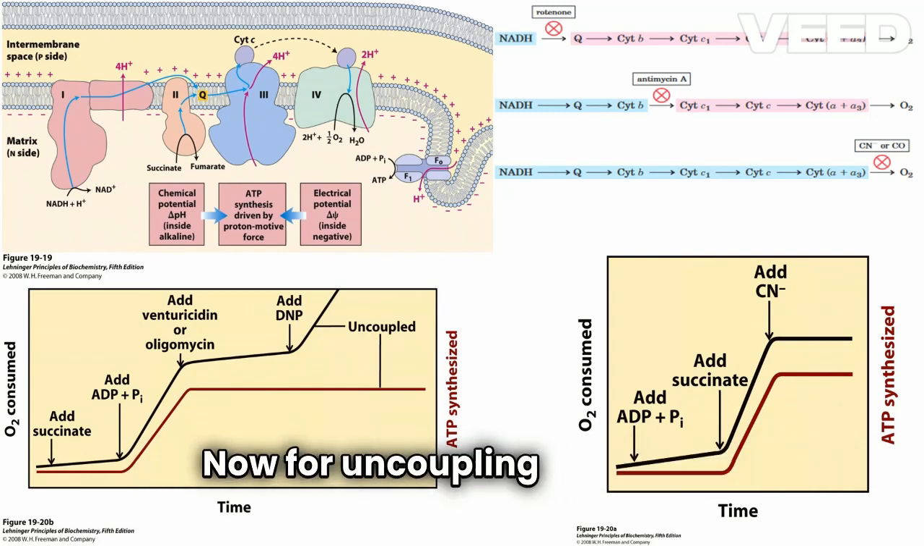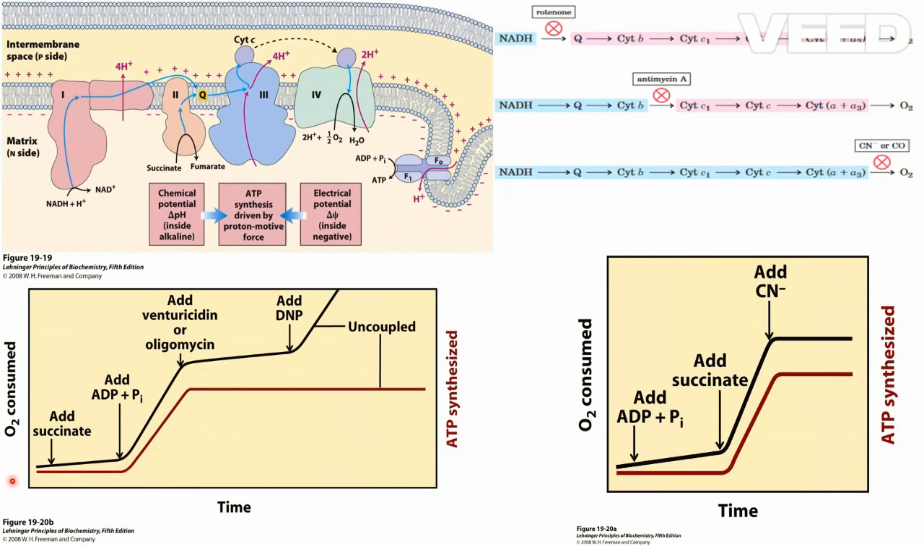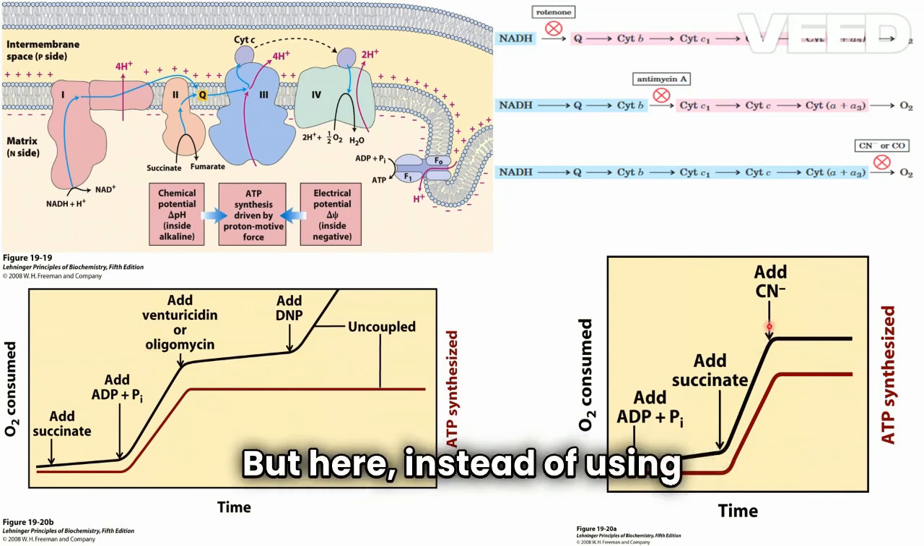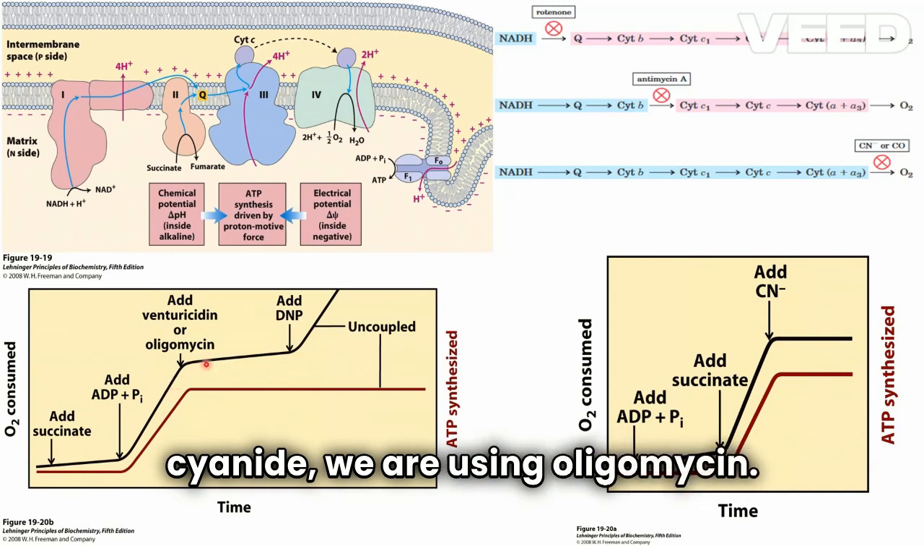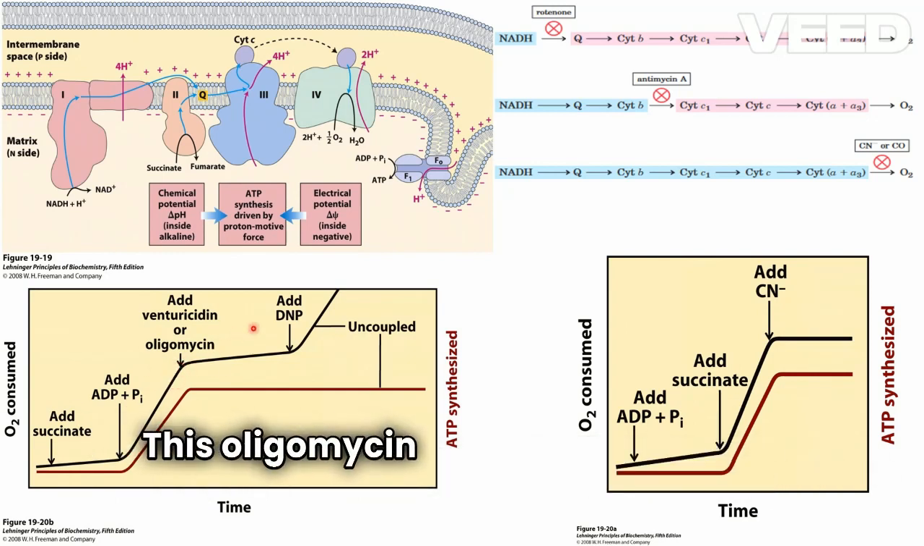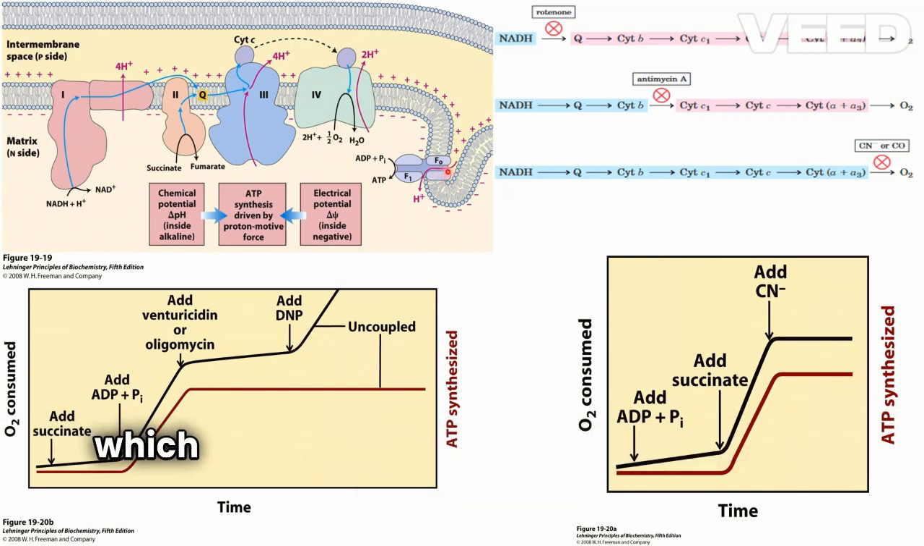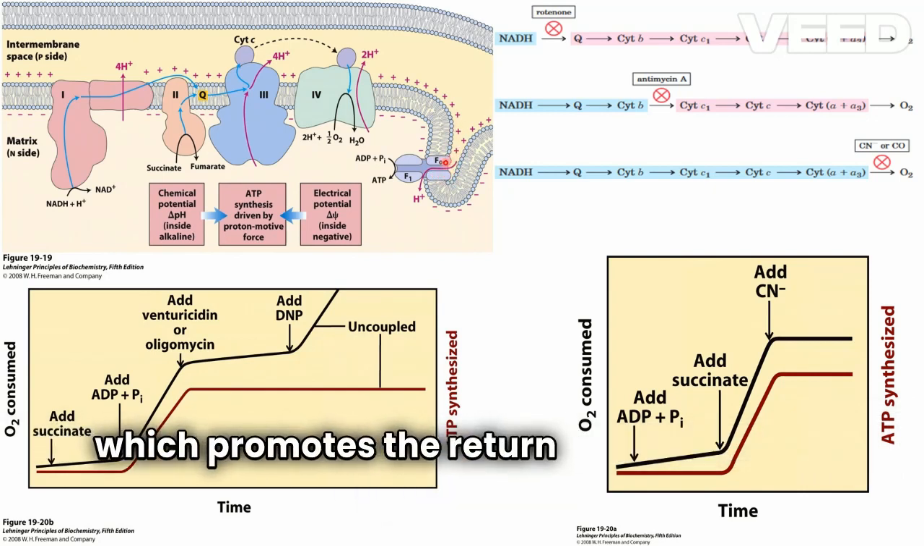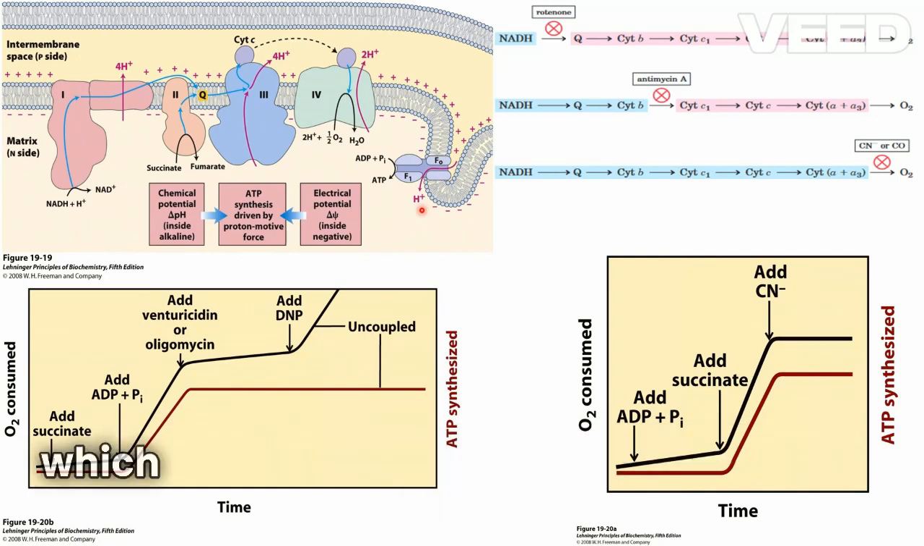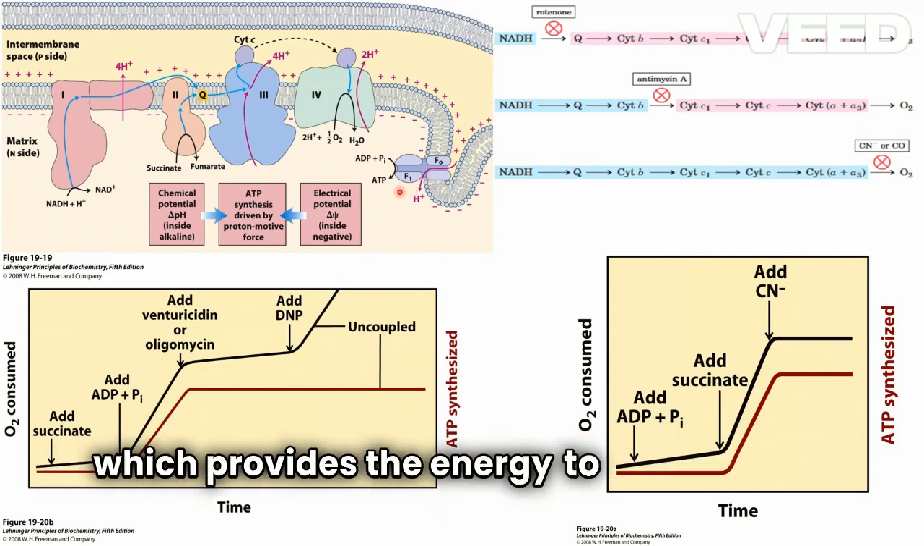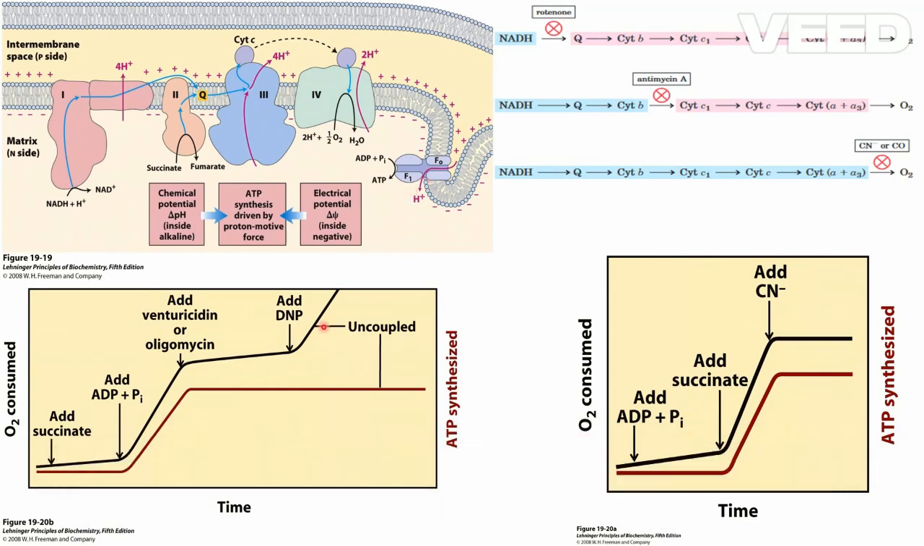Now for uncoupling reactions, this uncoupling is also similar to the coupling, but here instead of using cyanide, we are using oligomycin. This oligomycin inhibits the F naught of ATP synthase, which promotes the return of protons to the matrix, which provides the energy to produce ATP.